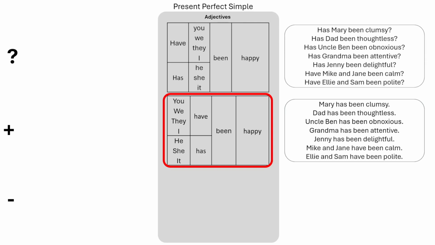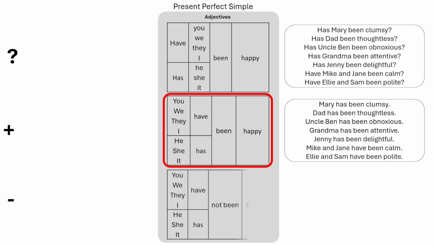For the question form, we would say, has Mary been clumsy? Has Dad been thoughtless? Has Uncle Ben been obnoxious? Has Grandma been attentive? Has Jenny been delightful? Have Mike and Jane been calm? Have Ellie and Sam been polite?